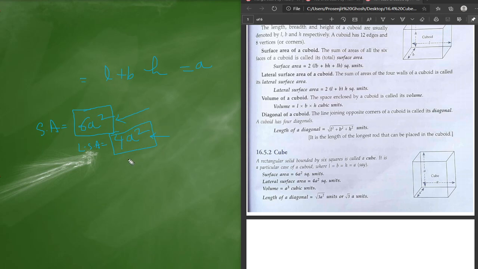Simple. Right now coming to the volume. Volume means what? The master formula for the volume of a cuboid is length into breadth into height. So for a cube, what should that be? The length is also a, breadth is also a, and height is also a. So instead of this, we can write a cube. That is the volume of the cube. So that's it for the measurement of the 3D structures.